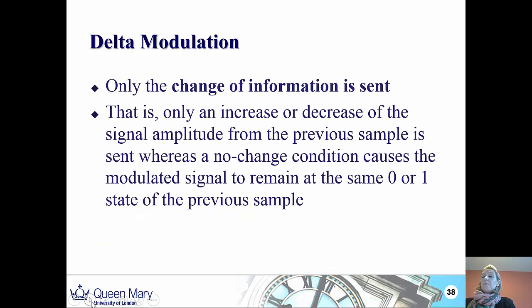It is only the change of information that is sent, in relation to the previous bit of information that was sent. So only an increase or a decrease of the signal amplitude from the previous sample is sent, and a no change condition causes the modulated signal to remain at the same state as the previous sample. So if it was a 0, it can remain at a 0, or if it was a 1, it can remain as a 1. It's only that change that is actually communicated when the delta modulation technique is applied.